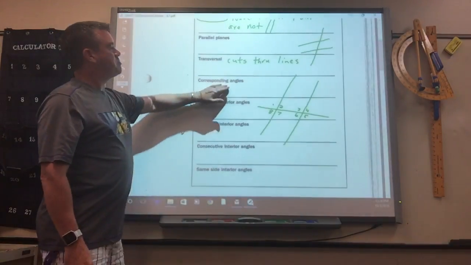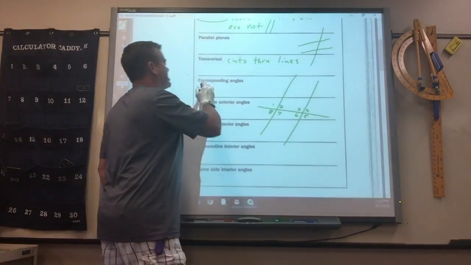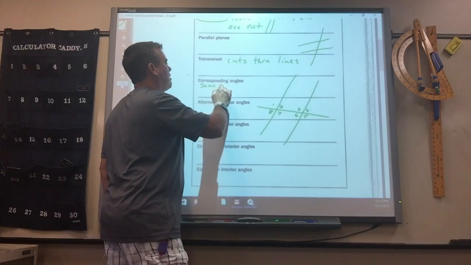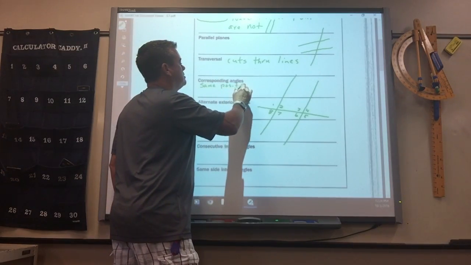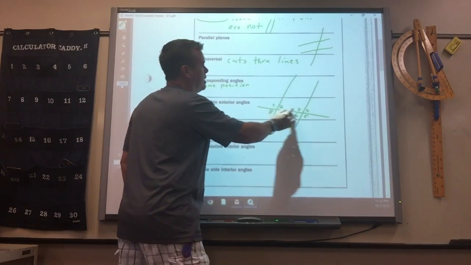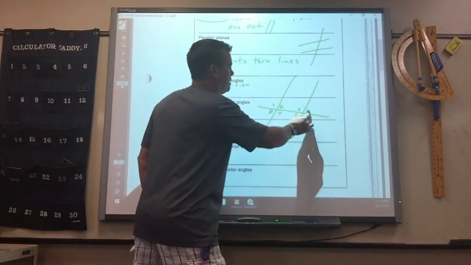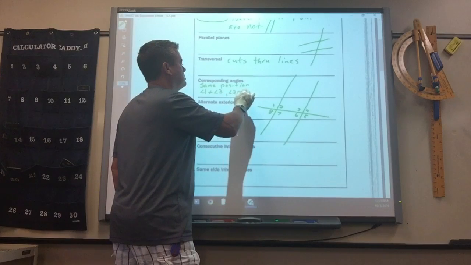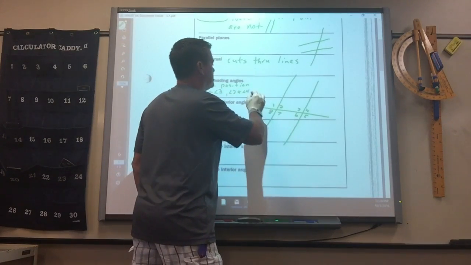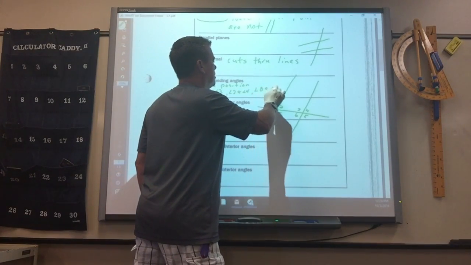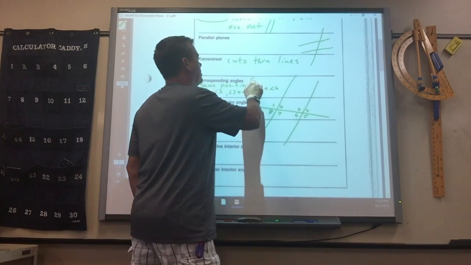Yes. Corresponding, remember, is same position. So in this picture, 1 and 3 are corresponding. 2 and 4. 8 and 6. And then 7 and 5.